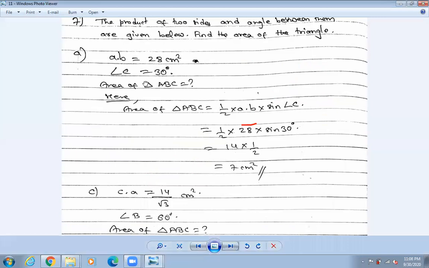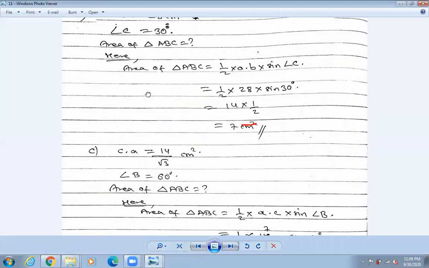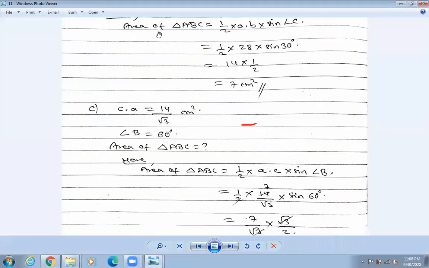Okay, another one is also given. Let us do this one also, to make you understand. One more thing we need to remember over here. So C and A are given. If two sides are given as C and A, then which sine must be written? Sin B must be there. So half into AC into, now, CA into sin B.